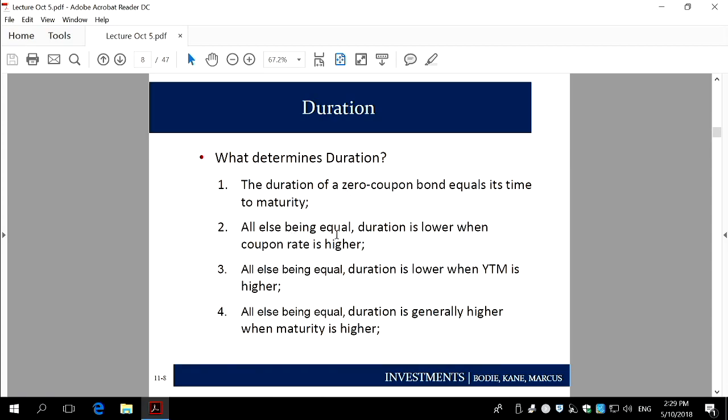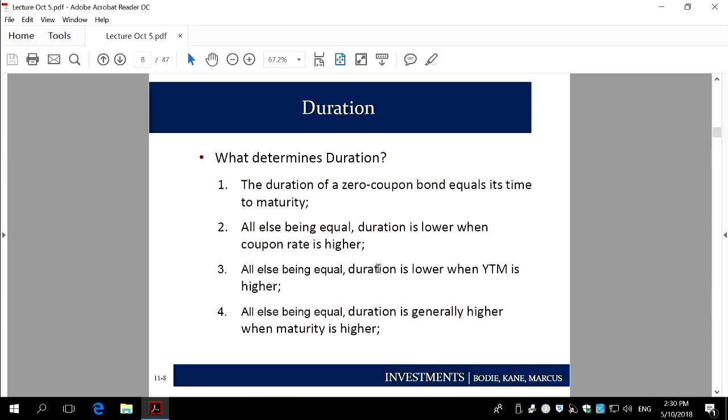All else being equal, duration is lower if the coupon rate is higher. So duration depends on coupon rate. This is a negative relation. Coupon higher, then duration lower. So all else equal, the highest possible duration is the zero coupon bond, right? A zero coupon bond has the highest possible duration, equal to maturity. All coupon bonds have duration smaller than maturity.